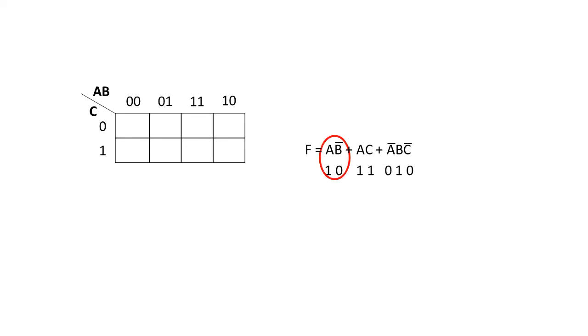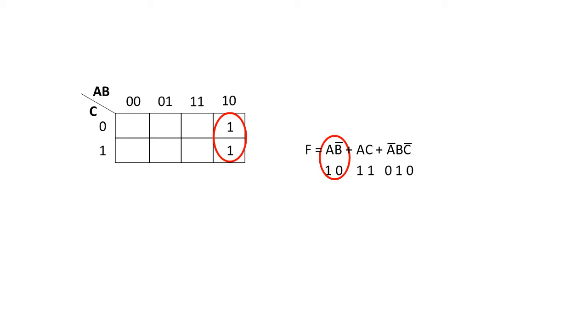So now put this position, find where A and B is 1 0. So put 1 in those two fields. Observe in the K-map, here A and B both are 1 and 0. So we have put 1 in these two fields.